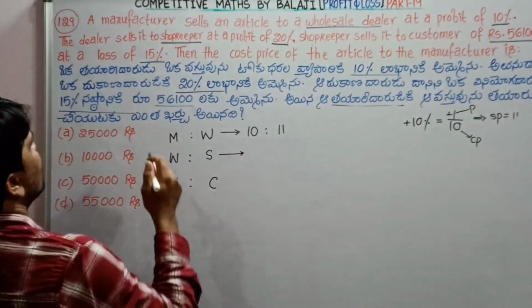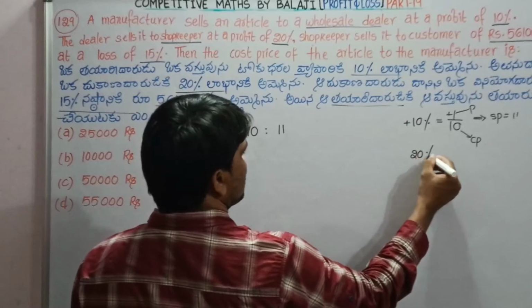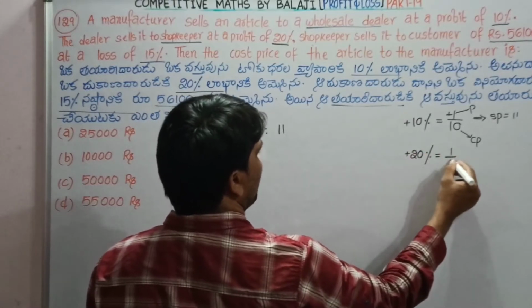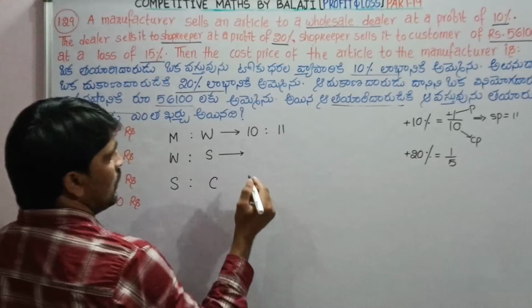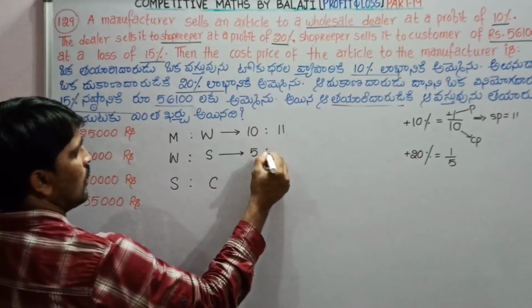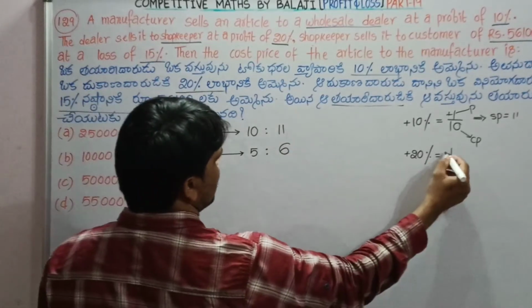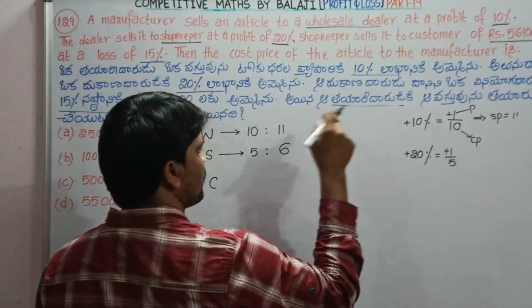And wholesale dealer sells it to shopkeeper at a profit of 20%. 20% fraction value is 1 by 5. That is, cost price for wholesale dealer is 5 units. Then cost price for shopkeeper is 6 units, as there is a 1 unit profit, cost price plus profit is selling price.